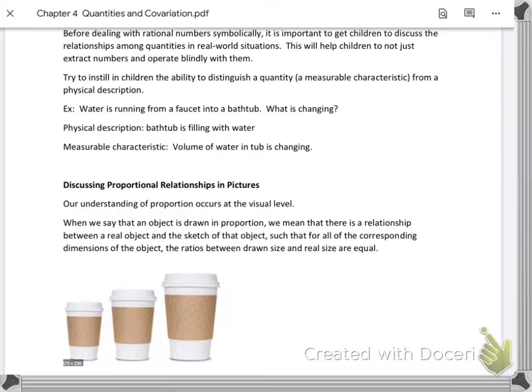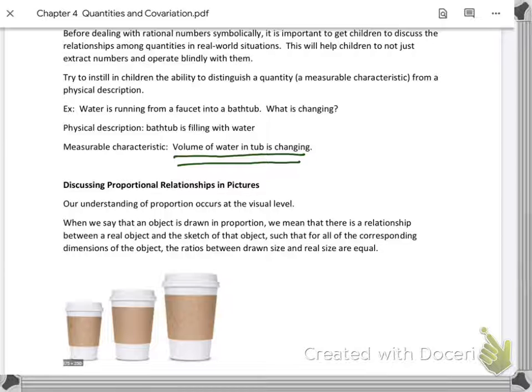So I want to talk another minute about quantifiable characteristics. A good example is this water running in the bathtub. Because if you ask what's changing, is the water physically changing? No. Is the bathtub physically changing? No. Can I see a quantifiable change with either of their characteristics? And you would say no. So the physical description of the situation is that the bathtub is being filled with water. But the quantifiable or measurable characteristic is that the volume of water is changing. That is what can be measured. And that's where our focus would be.